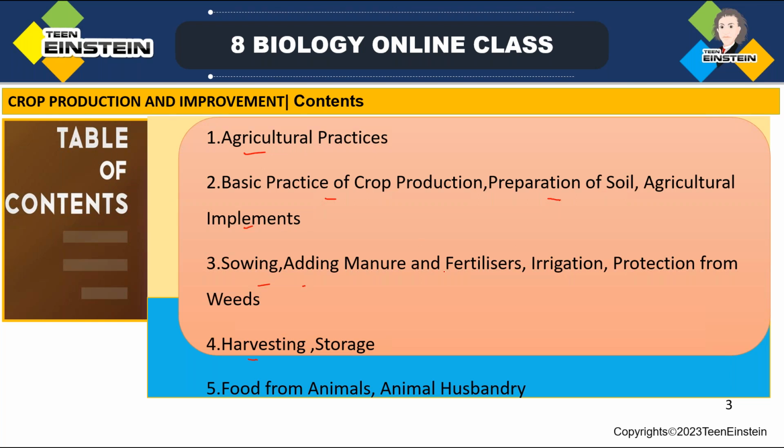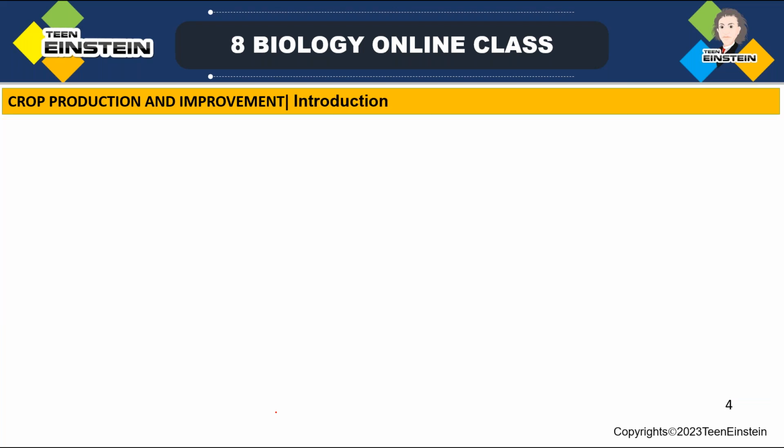Next work is, see, after getting a good yield, if we are not able to store that in a well managed place or well managed container, everything will go to waste, right? So the next important step is storage. And the fifth topic we are learning in this chapter is food from animals and animal husbandry. This is a vast chapter, but here we are learning the basic things about all these.